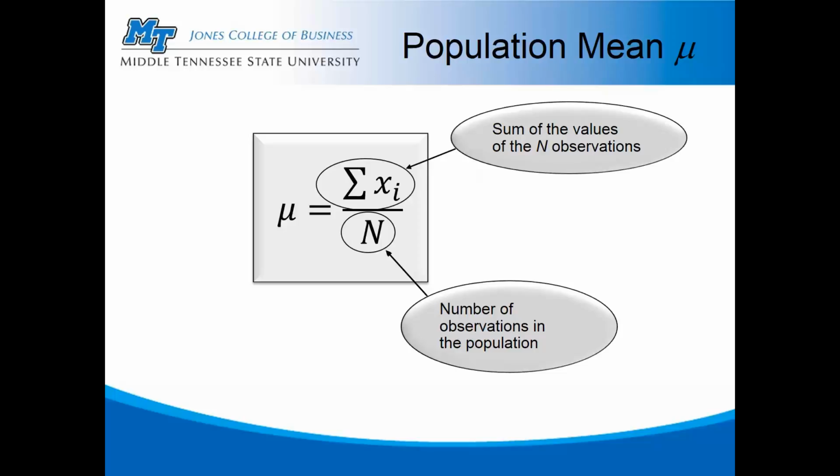Now, for the population mean, we use the Greek letter mu to represent the population mean. You take the sum of all the values and then divide by the number of values in the population. But it's essentially the same formula. We're just using different symbols.